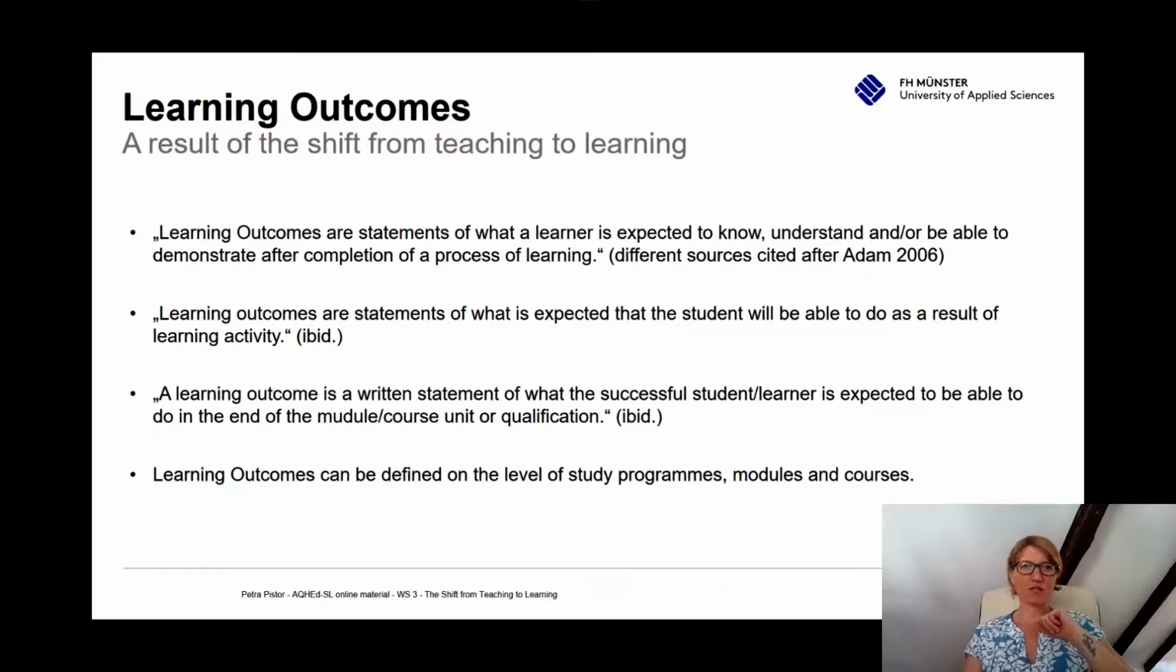For example, learning outcomes are statements of what a learner is expected to know, to understand, and or to be able to demonstrate after completion of a process of learning. Learning outcomes are statements of what is expected that the student will be able to do as a result of the learning activity. And a learning outcome is a written statement of what the successful student or learner is expected to be able to do in the end of the module, course unit, or unit of qualification. And learning outcomes can be defined on the level of study programs, modules, and courses.